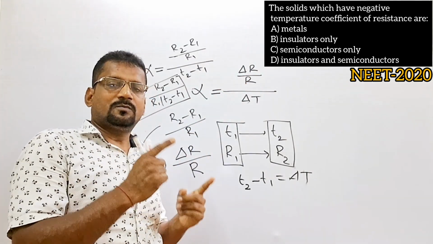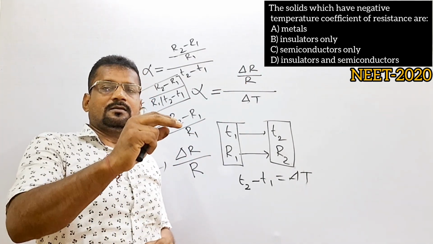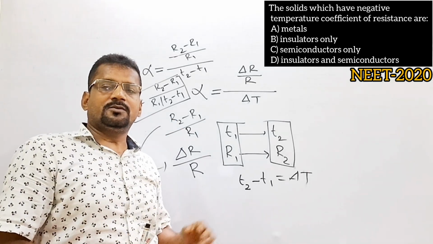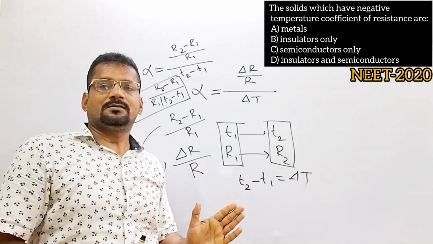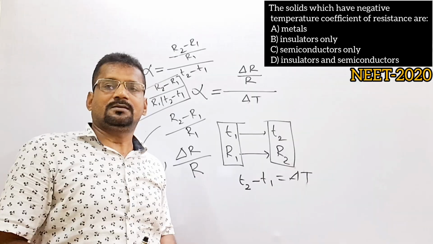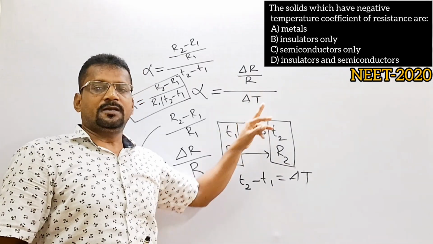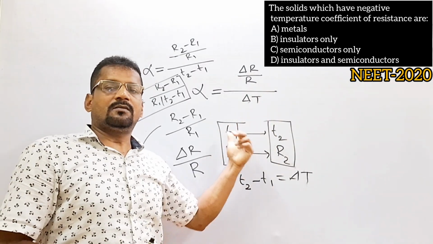When temperature is decreased, resistance increases. In other way you can say, when temperature increases then resistance decreases. In that case numerator will be negative, negative by positive, so the alpha will be negative.